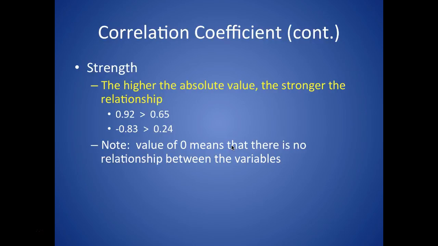Again, the strength of the relationship is measured by the higher absolute value. So in this case, 0.92 is a higher correlation than 0.65. Likewise, independent of the negative sign, 0.83 is higher than 0.24, even though it's a negative relationship. The value of 0 means that there is no relationship between the variables. As one varies, the other does not vary systematically with the first.